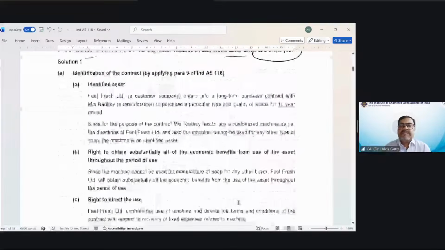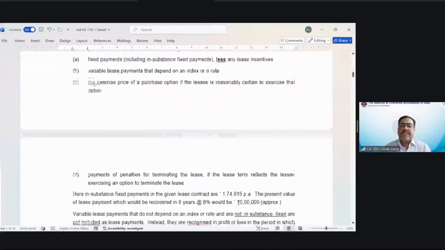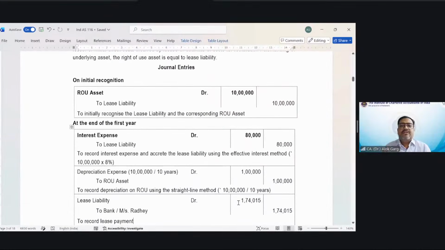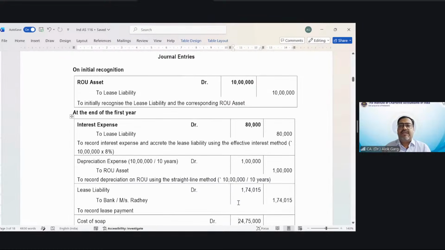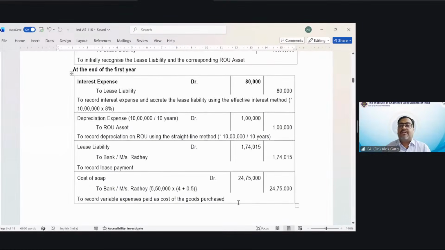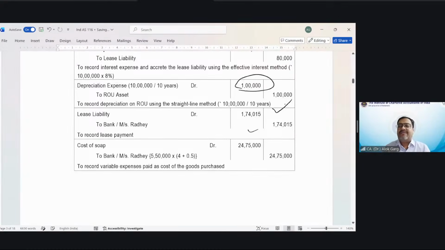Is that clear, my dear friends? I hope it is clear to all of you. So this is the accounting which I have already shown you: ROU asset to lease liability, interest to lease liability, depreciation. See, the depreciation is not 10 lakh divided by 8, it is 10 lakh divided by 10. Then lease liability to bank.